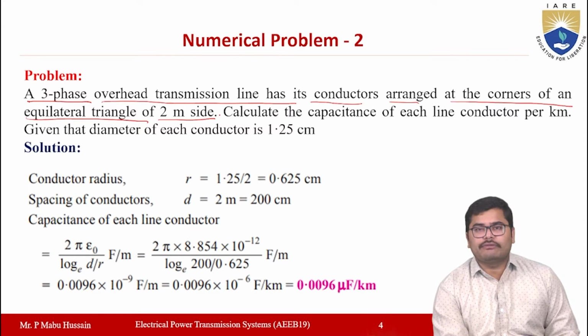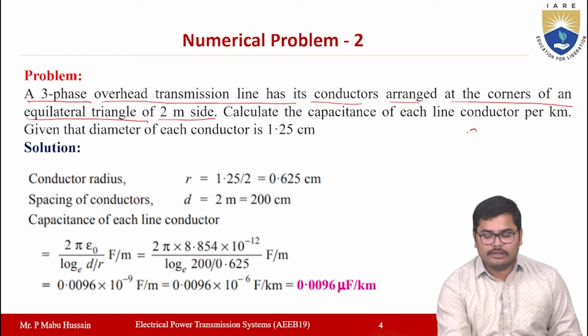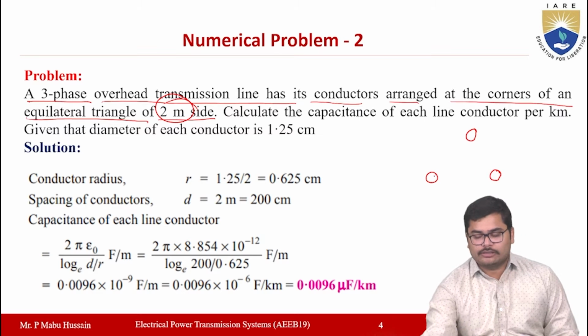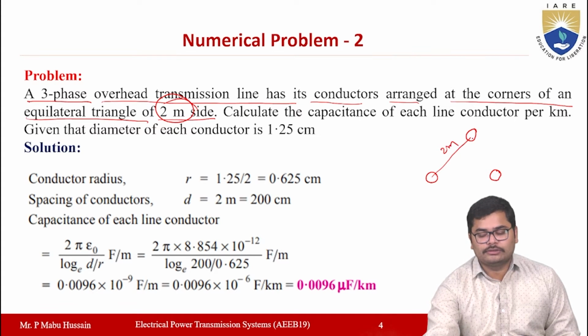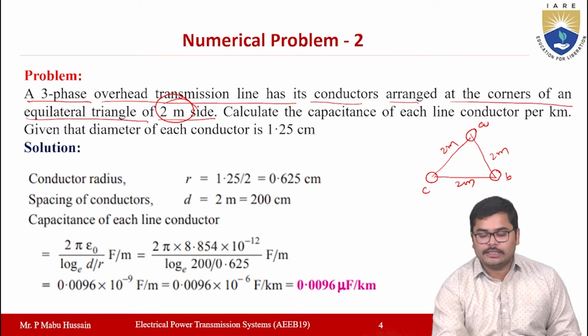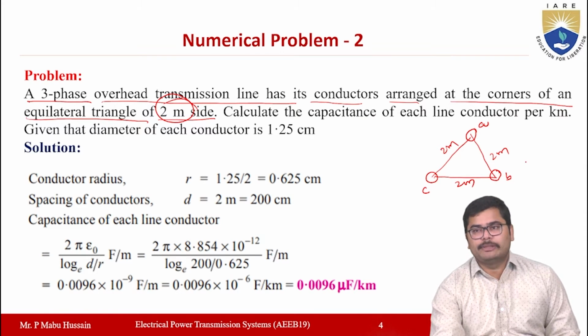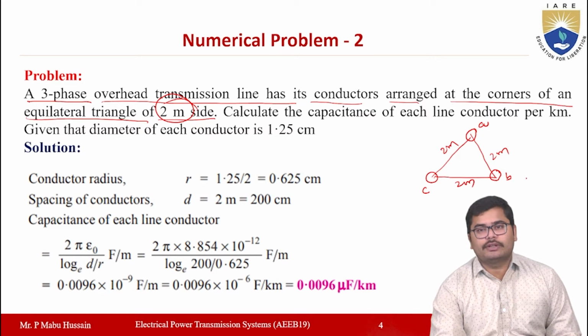Here you have a three-phase overhead transmission line, and the conductors are arranged at the corners of an equilateral triangle like this. The triangle has a side of 2 meters. So this side is 2 meters, this side is also 2 meters, this side also 2 meters. That means if the conductors are represented with A, B, C, then the distances between A, B, B, C and C, A will all be the same. This type of configuration is called the symmetrical spacing of conductors.